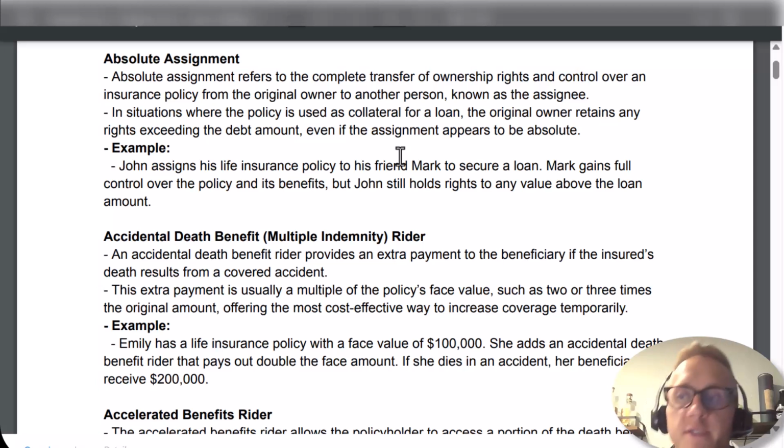So, absolute assignment, it refers to the complete transfer of ownership rights and control over an insurance policy from the original owner to another person, known as the assignee. In situations where the policy is used as collateral for a loan, the original owner retains any rights exceeding the debt amount, even if the assignment appears to be absolute. That would be more called collateral assignment.